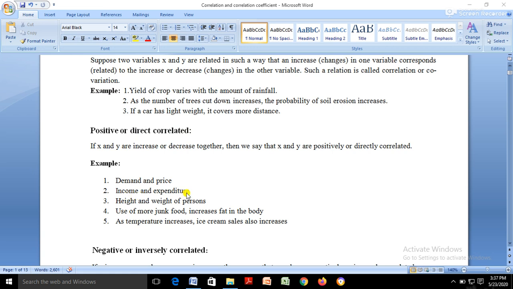Income and expenditure. If the income increases, then expenditure also increases. Height and weight of a person. Use of more junk food increases fat in the body. As temperature increases, ice cream sale also increases. So you know all this. This is positive. Means here temperature increases, in the summer season the sale of ice cream is more. So like that, positively correlated means x and y both increase or both decrease.